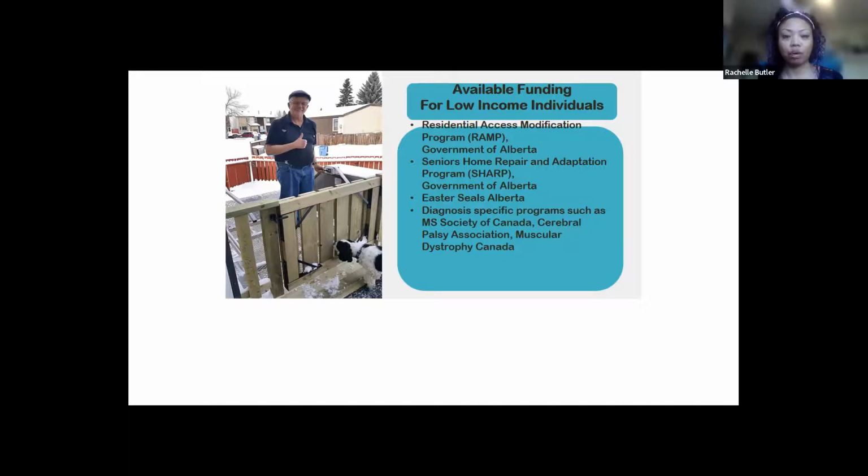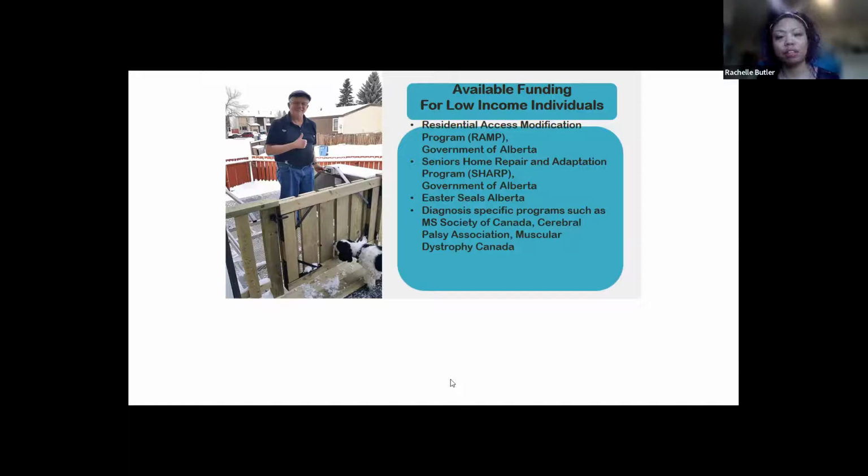And then we have the SHARP program, the Seniors Home Repair and Adaptation Program through the government of Alberta. So if the client or the person in need of modification owns the home, then they can apply to this program, and they would receive a loan from the equity of their home to go towards renovations. That includes accessible modifications. Easter Seals Alberta, you can apply to them for porch lifts. Like I said before, they have a loan pool of used porch lifts that you can apply to, and that will help with funding as well.